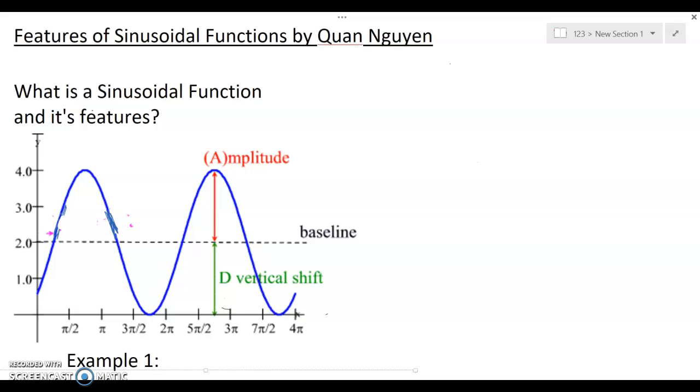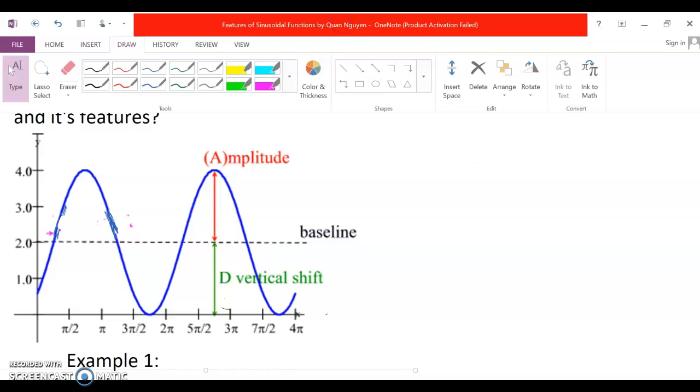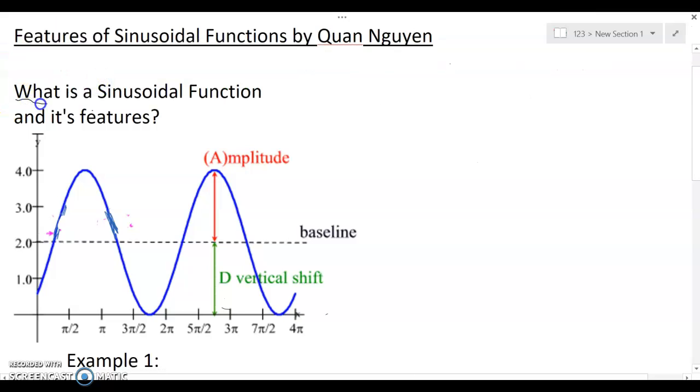Alright, so today we'll talk about features of a sinusoidal function. The very first question that comes to mind is, what is a sinusoidal function? A sinusoidal function is basically a function that has a smooth and periodic curve, just like these. It is named after the graph of sine, hence the name sinusoidal. And so, our lesson about its features.